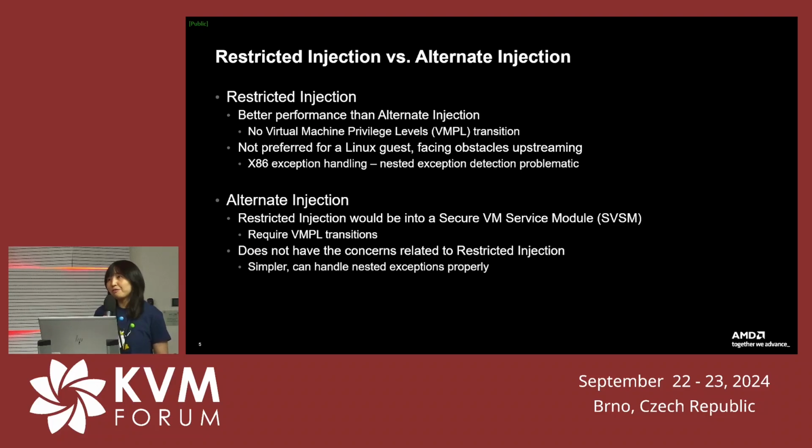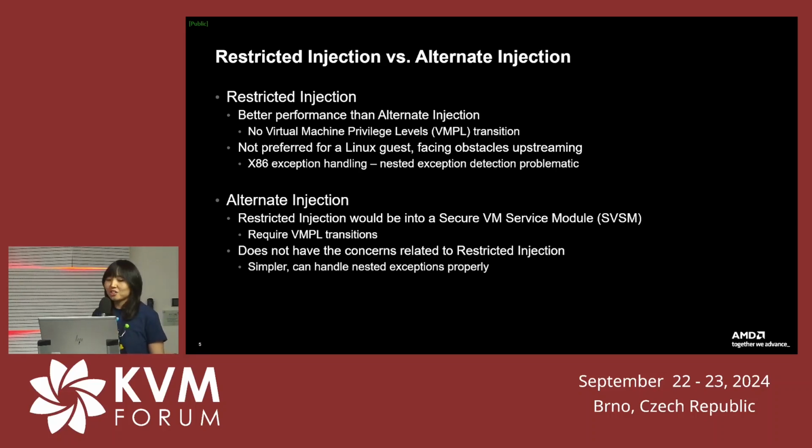However, it's not preferred for a Linux guest. It's facing obstacles in upstreaming. The reason is x86 exception handling. More specifically, nested exception detection is problematic. We have a concern that nested #HV detection is not reliable. So we switch to alternate injection.